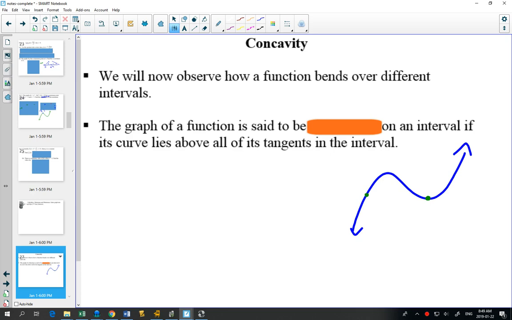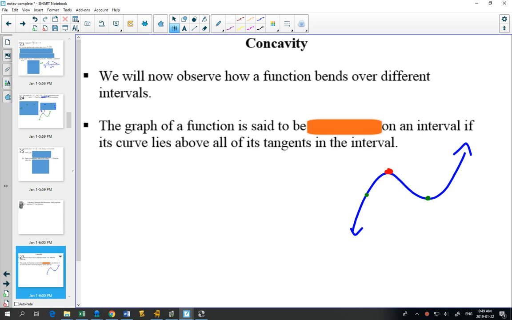Okay? So the first thing we learned in calculus is how the first derivative can help us find these maximums and minimums because the tangent can equal 0. The next thing that we look at in calculus is concavity.